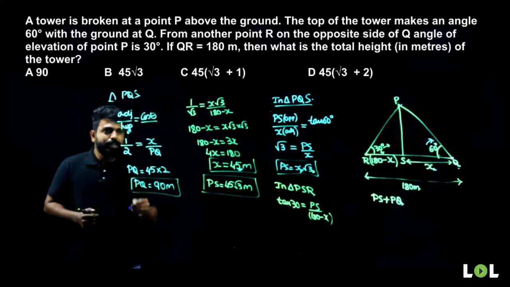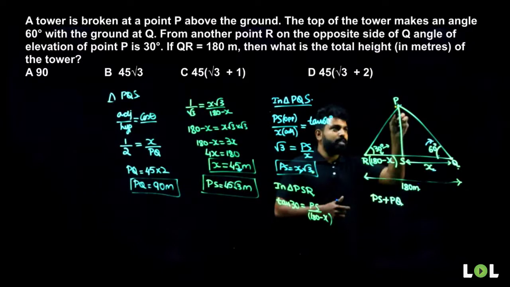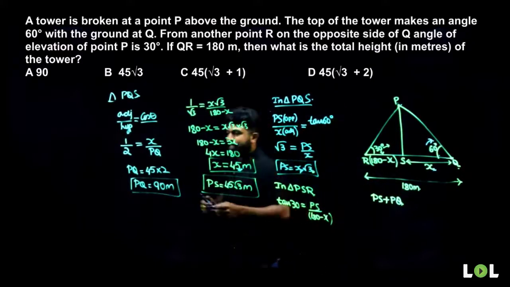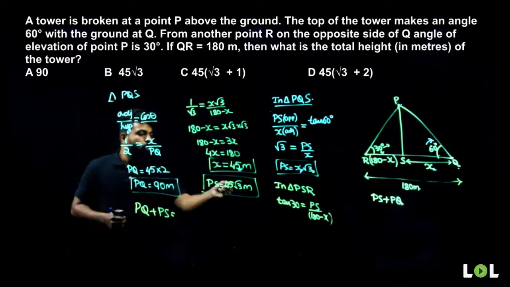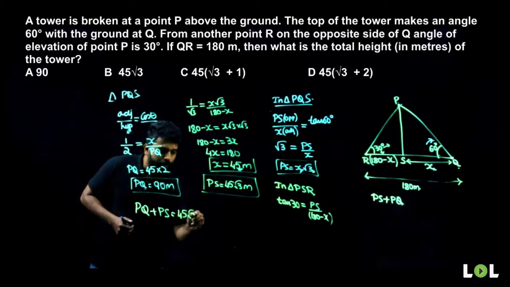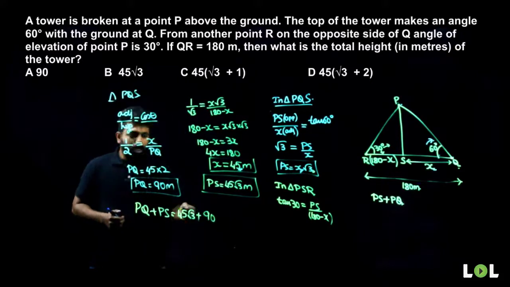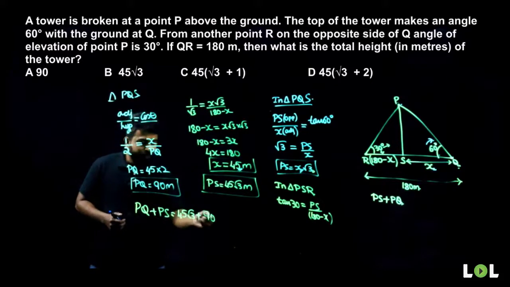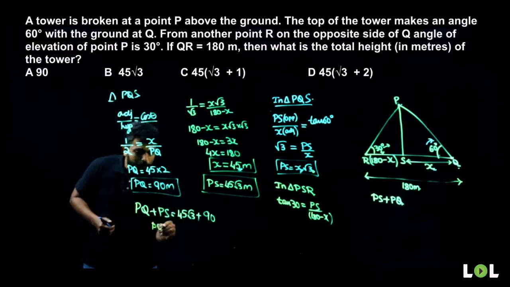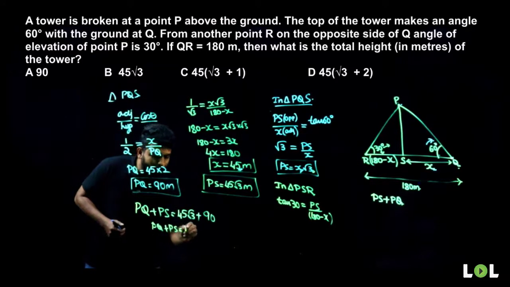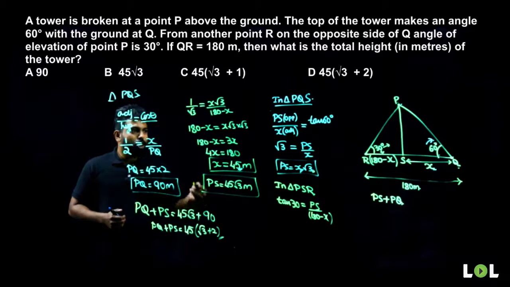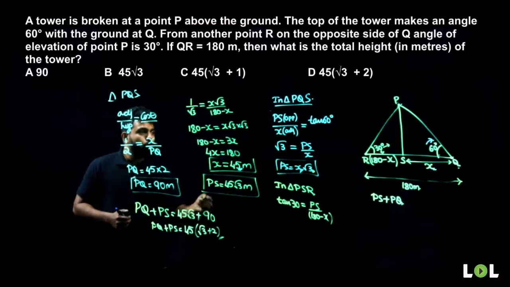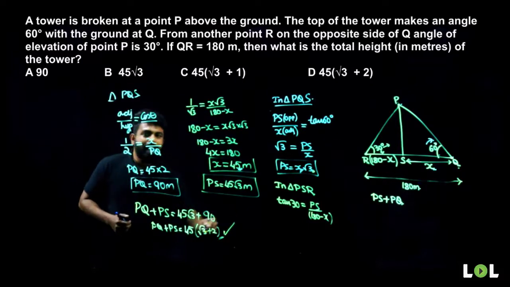Now they're asking us to find the total height of the tower, that is PQ plus PS. What is PQ plus PS? PQ plus PS will be equal to 45 root 3 plus 90. Now, can I take any common here? Yes. If I take 45 common, what do I get? PQ plus PS will be equal to 45 into root 3 plus 2. And do we have that in our options? Yes. Option D, 45 into root 3 plus 2, will be my final answer.